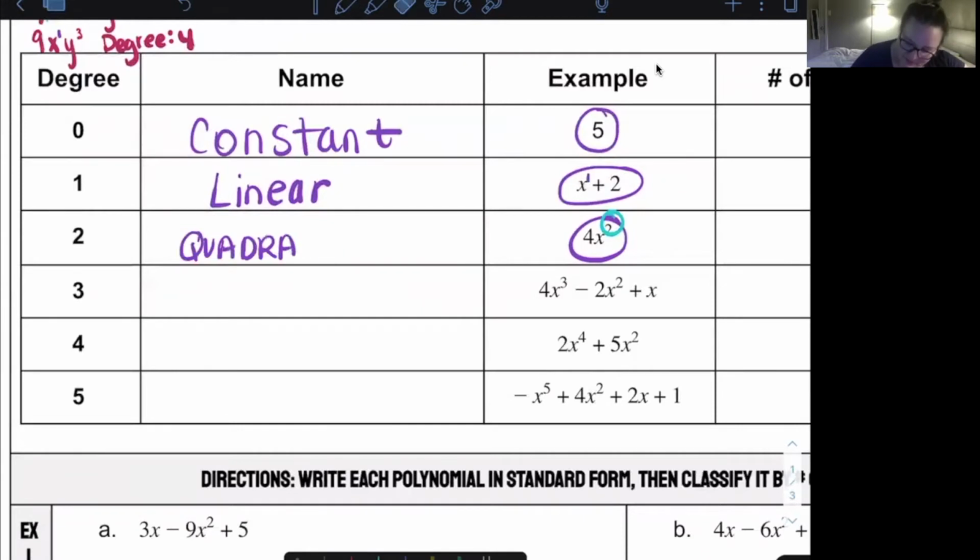Why can't I spell the word quadratic right now? Quadratic. All right, what about our next example?